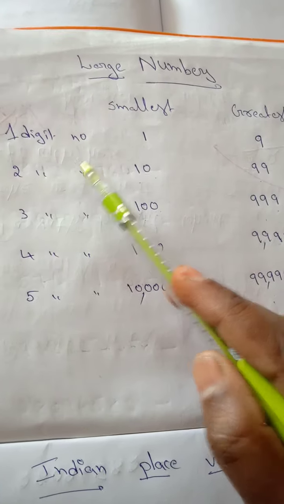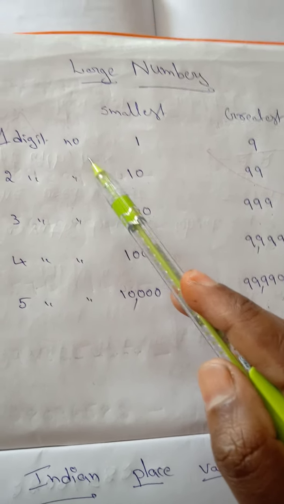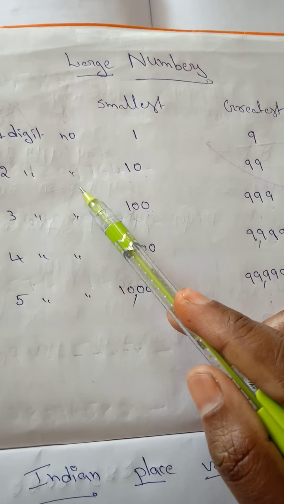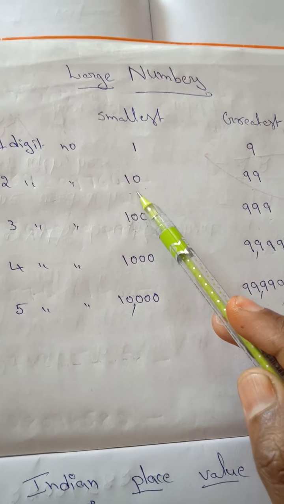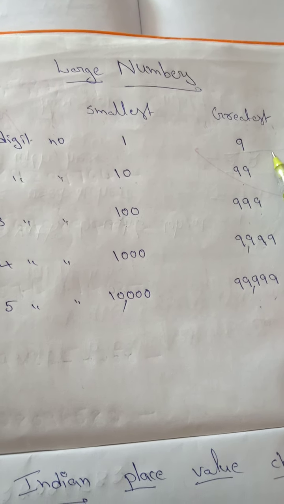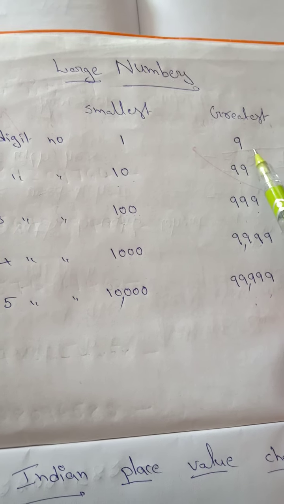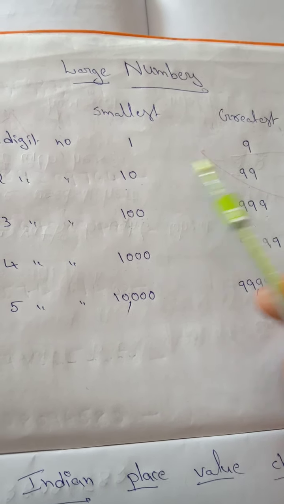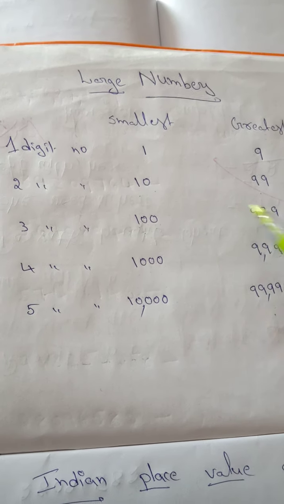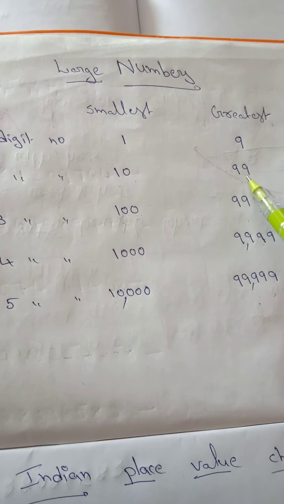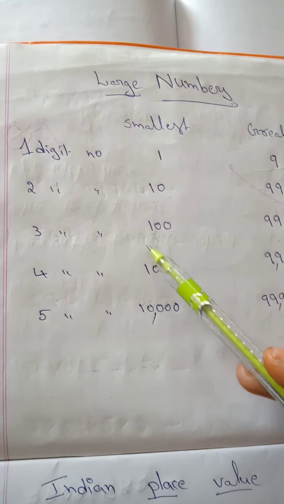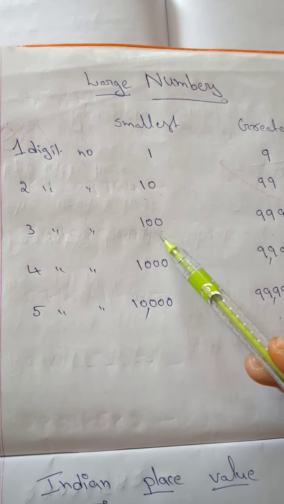The 1-digit smallest number is 1. The 1-digit greatest number is 9. Then what is the 2-digit smallest number? 10. What do you observe here? 9 plus 1. So the 1-digit greatest number, 9, plus 1 is equal to the 2-digit smallest number. Like that we can observe the remaining. What is the 2-digit greatest number? 99. 99 plus 1 is the 3-digit smallest number.